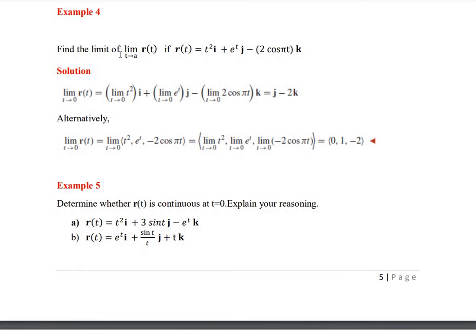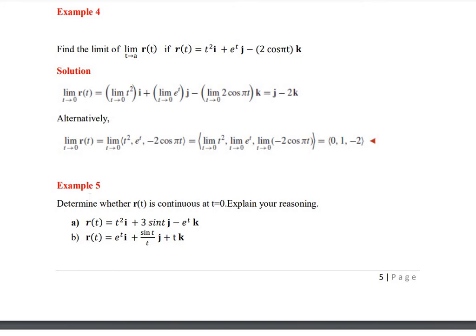One question: find the limit as t tends to a of r of t if vector r of t equals t square times i cap plus e raised to t times j cap minus 2 cos pi t times k cap. We will take the component wise limit. So the limit as t tends to 0 of vector r of t equals the limit as t tends to 0 of the first component t square times i cap plus the limit as t tends to 0 of the second component e raised to t times j cap minus the limit as t tends to 0 of 2 cos pi t times k cap. You will get the answer as j cap minus 2 k cap.